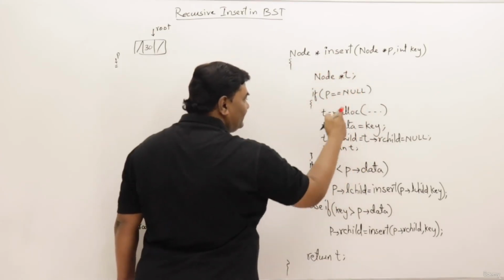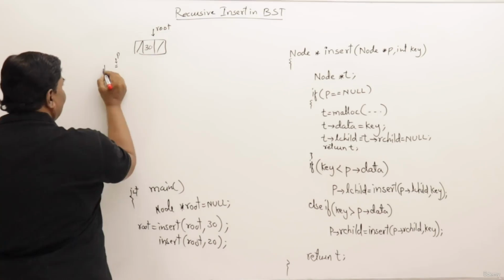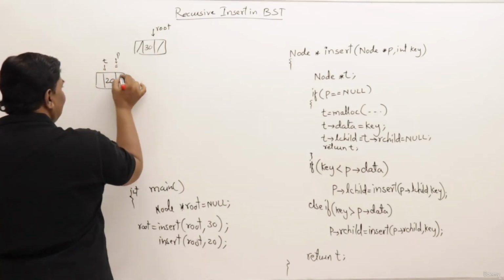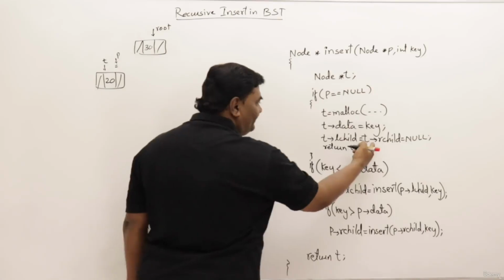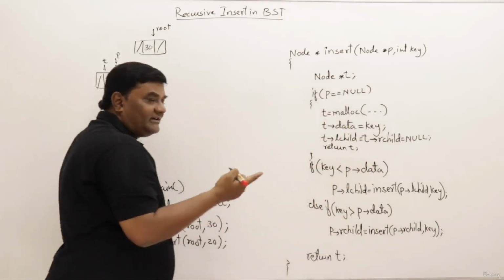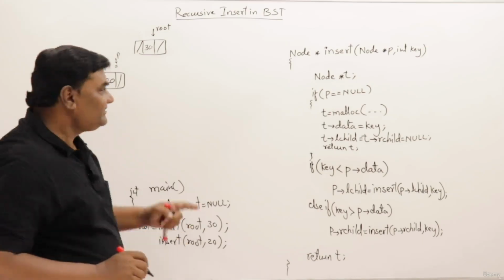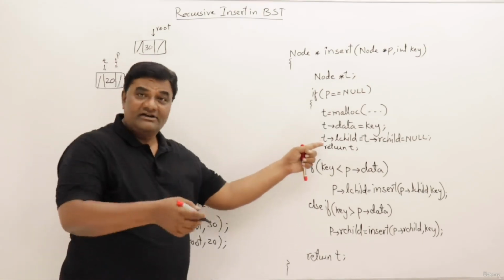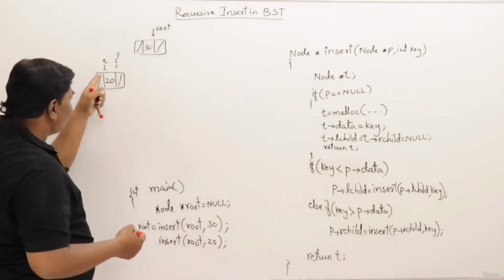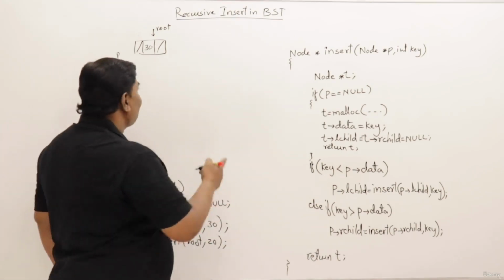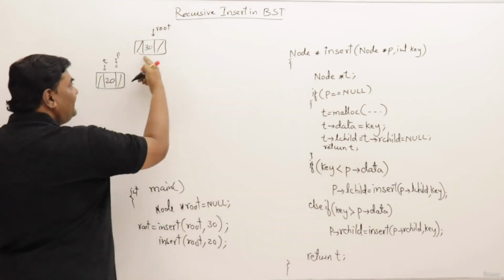Right now P is null, so create a new node with the help of T, insert this key, and set the pointers as null. This is the common work done every time: when the pointer is null, create a node, set the data and initialize the pointers to null. And return this T. The new node's address is returned, so when it returns, it goes back to the previous call.